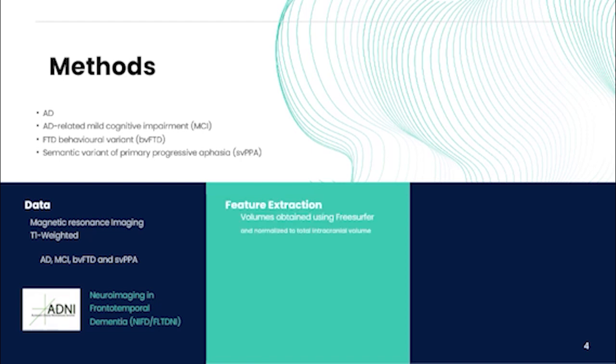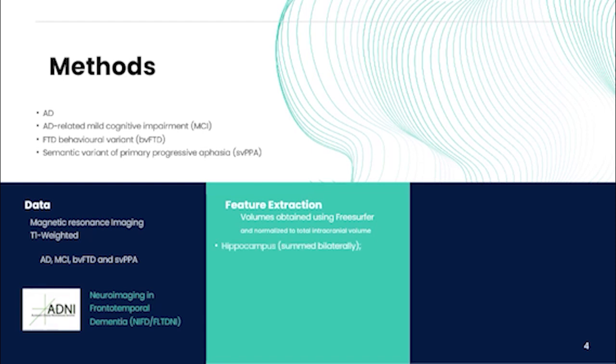Then we extracted the volumes, the features that we want to classify using our machine learning algorithm. We extracted these features using FreeSurfer, and the volumes were normalized to the total intracranial volume to mitigate the fact that different subjects have different brain sizes.